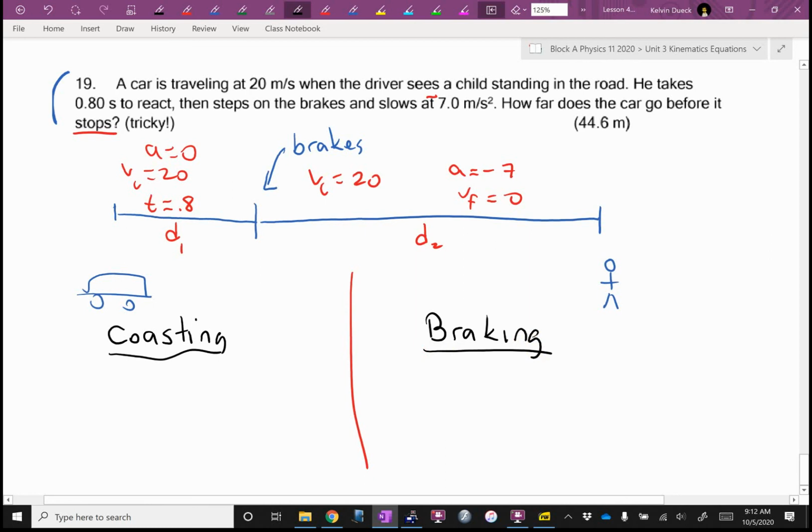Which equation has an a and a VI? I think I can use this: d equals VI t plus a half a t squared. But what's a equal to? So this whole term vanishes. This is the equation we used in the distracted driving activity, the one that Annika hated. So before we even hit the brakes, we're going to travel 20 times 0.8. I can do this in my head because that 0 and that decimal cancel themselves out. This is really 2 times 8, which in your head is?